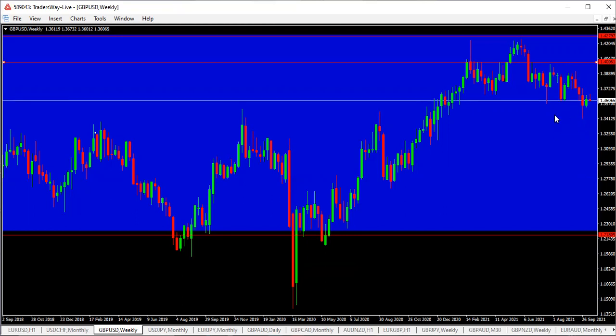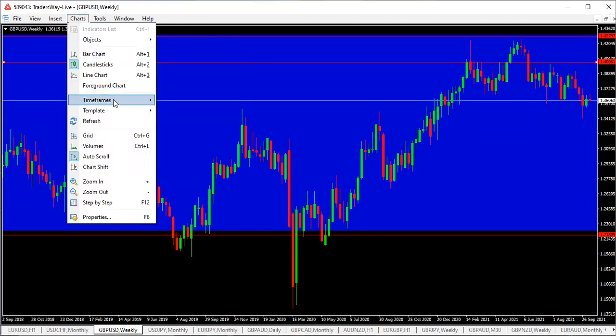The bears are in control. Don't let nobody fool you. The bears are in control. And this is the higher time frame. Now we're going to go to the daily.